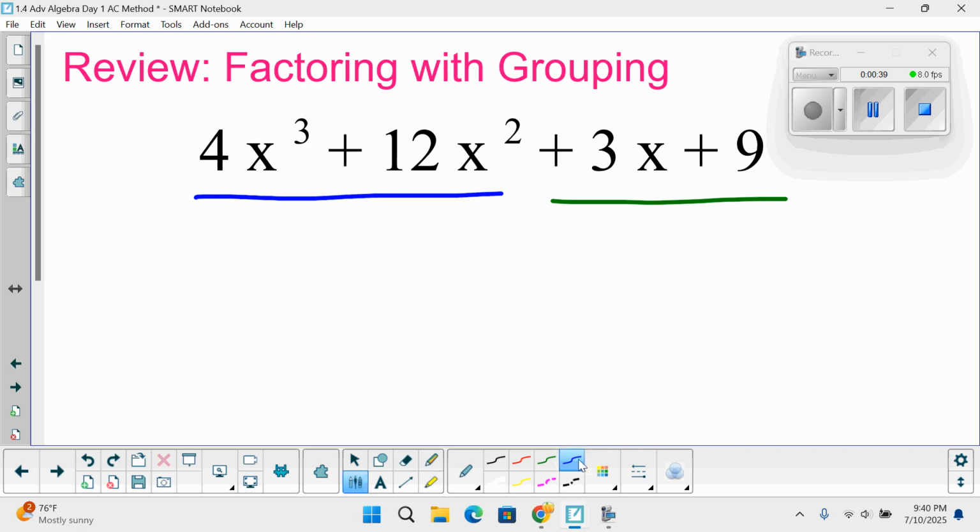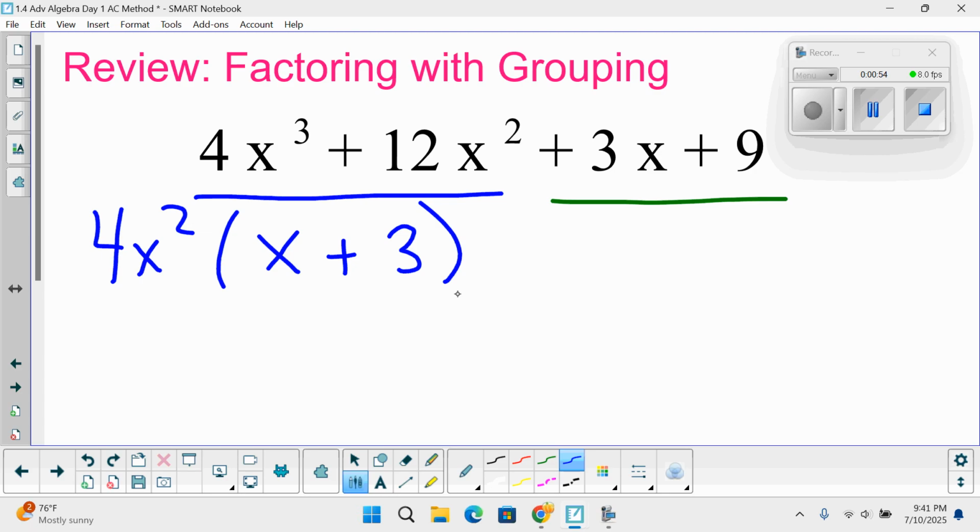Now you're going to want to do common monomial factoring in both your groups. So if you notice my blue group, my common monomial is going to be 4x squared, leaving me with x plus 3. Okay. We're going to do the same exact process with the green group. The common monomial that I'm seeing is a 3. Hopefully you agree. Leaving me with an x plus 3.